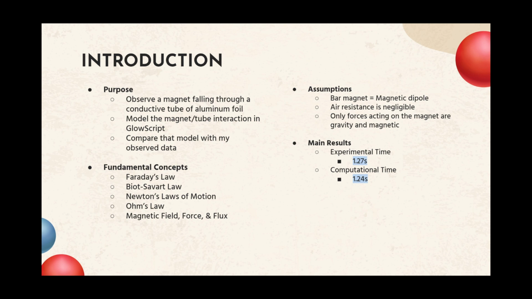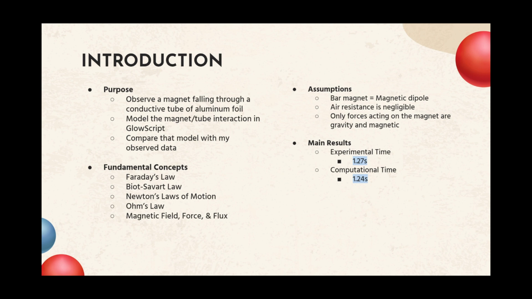The purpose of this lab is to observe a magnet falling through a conductive tube of aluminum foil, model the magnet-tube interaction in GlowScript, and then compare that model with my observed data. Some concepts we use today are Faraday's law, the Biot-Savart law, Newton's laws of motion, Ohm's law, magnetic field, force, and flux.